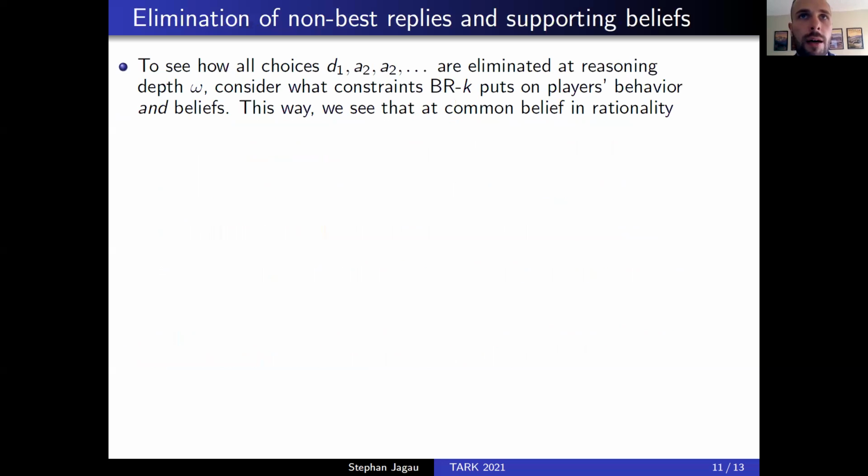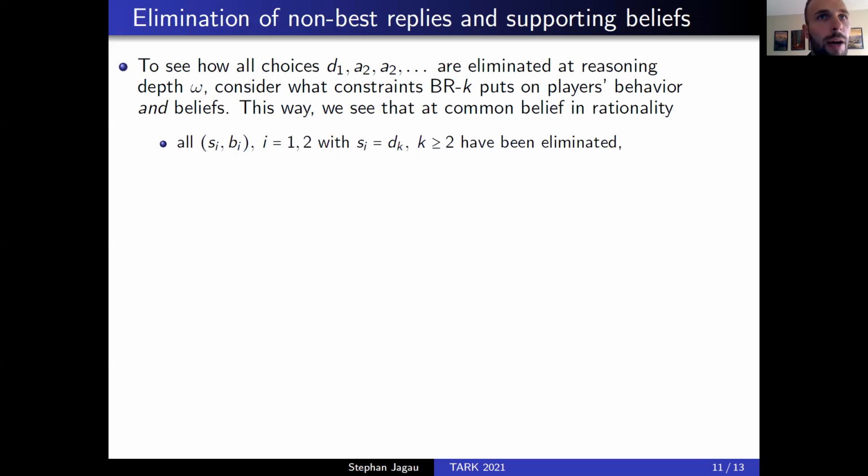So how can this work? Now, to see how this works, we really got to look at what constraints belief in rationality at different levels puts on players' behavior and their beliefs. Now, if we do this, we see that at common belief in rationality, the following happens.